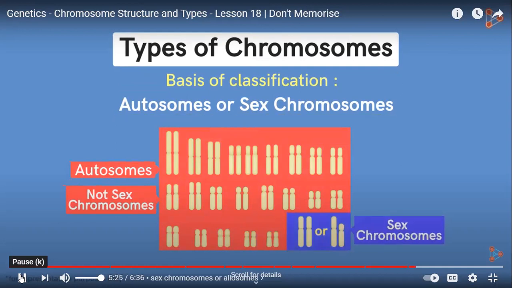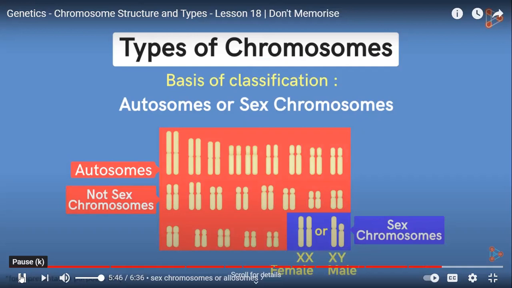So if the two are identical, that is, both are X and X, then the individual is a female. And what if both are different? In such a case, when one chromosome is X and the other is Y, the individual is a male. This pair is the sex chromosomes.